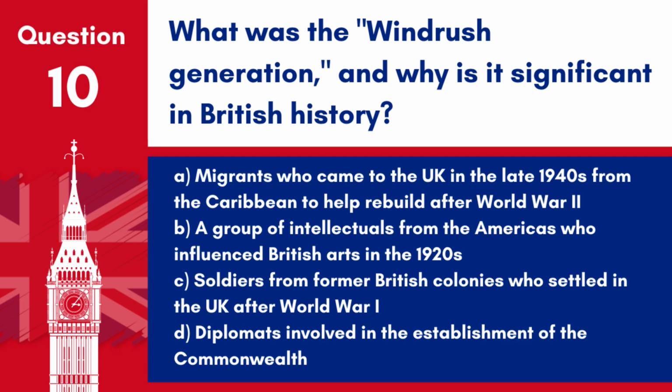B. A group of intellectuals from the Americas who influenced British arts in the 1920s. C. Soldiers from former British colonies who settled in the UK after World War I. D. Diplomats involved in the establishment of the Commonwealth. Answer: A. Migrants who came to the UK in the late 1940s from the Caribbean to help rebuild after World War II. The Windrush generation refers to Caribbean migrants who arrived on the ship HMT Empire Windrush in 1948, significantly contributing to the reconstruction of post-war Britain.